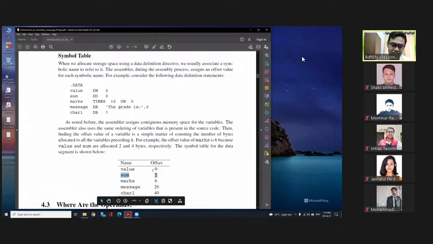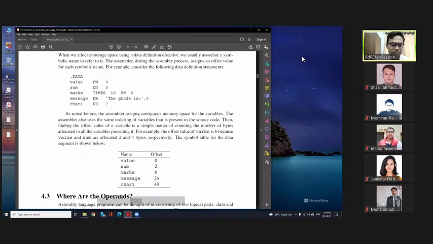Otherwise, if there is no symbol table, what will happen? The processor needs to search or look for every byte of memory in the whole memory location. That will be time consuming. That's why we have a symbol table. So that is what we have discussed so far.